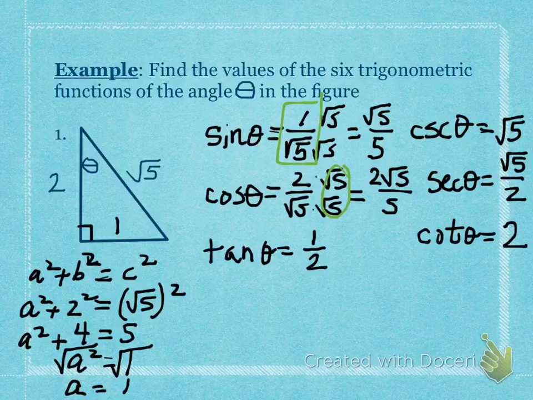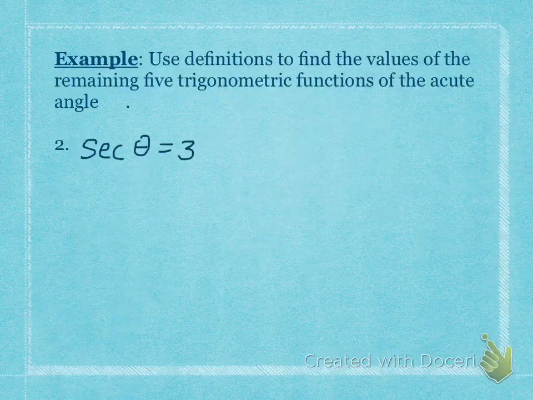Questions? Okay, I get the feeling you guys, at least most of you, have seen this before. Now, this is a little different because they didn't draw me any triangle. They didn't tell me anything about any triangle, and yet they gave me some information that I can use. This question asks, use the definition to find the values of the 5 remaining trig functions of the angle theta.